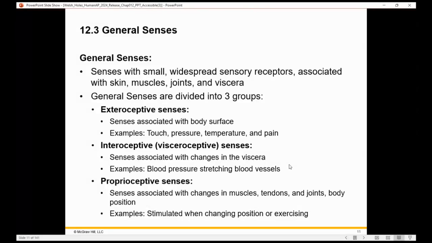Interoceptive or visceroceptive senses are senses associated with changes in the viscera. Examples: blood pressure, stretching blood vessels. Also, proprioceptive senses. These are senses associated with changes in the muscles, tendons, and joints, and body position. Examples include those that are stimulated when changing position or exercising.